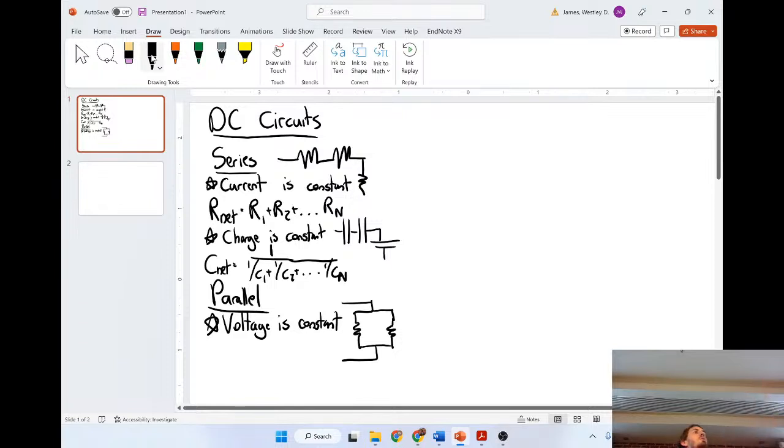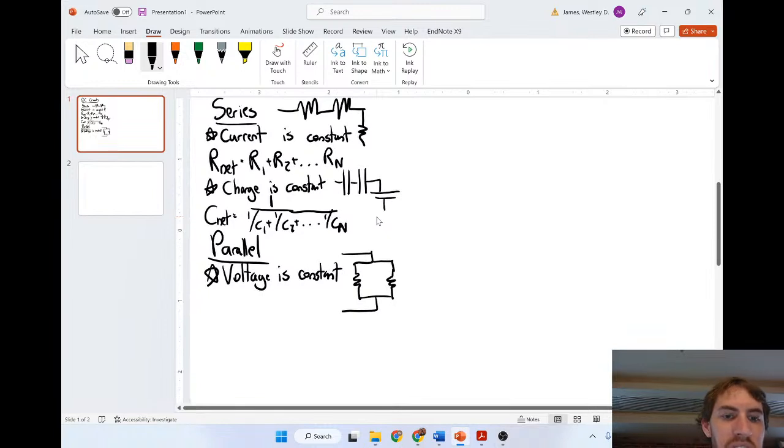Voltage is the difference between the two sides. They share the same sides, same voltage, same potential difference across them. R net will be the reciprocal, whereas capacitors will just be the simple one. Again, they flip. So 1 over R1 plus 1 over R2 plus 1 over and so on, however many you have.